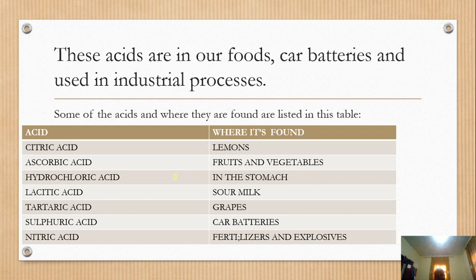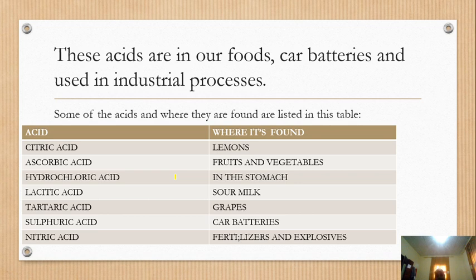Hydrochloric acid is found in our stomach, right? In our stomach, there is a very strong acid. It's called hydrochloric acid. And sometimes it can be manufactured industrially, right? It can be industrially manufactured.